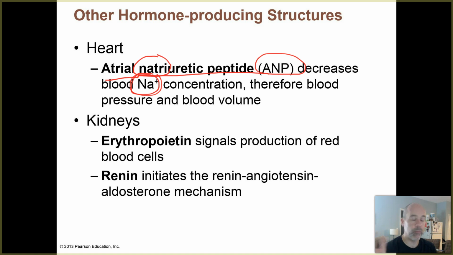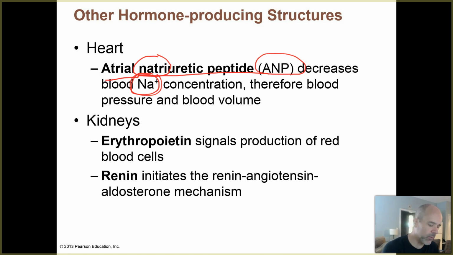So it's doing the opposite. What hormone is that doing the opposite of? If we think about it, you think back, aldosterone. If you said aldosterone, you're right. Aldosterone has the opposite effect. So that one's involved in controlling blood pressure and blood volume as well. And we will be returning to that one later.